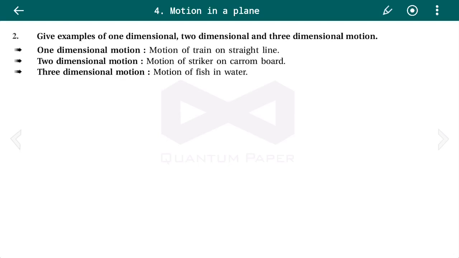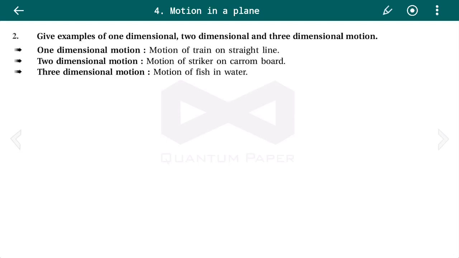When we talk about the motion in two dimension, that is two dimensional motion, we can consider the motion of a striker on a carom board, right? This game that you might have played, right? The carom board that you can see, that is the plane, right? It is having two dimensions, so the object that is moving, that is the striker on the carom board, is considered as the two dimensional motion.